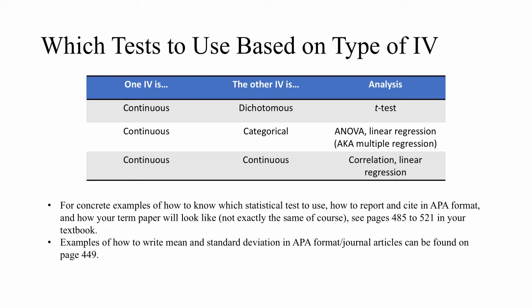So dichotomous, think of it as two, di. For the next one, one IV is continuous and the other is categorical. For the categorical, it's going to create specific categories, like 1 equals upper class, 2 equals middle class, 3 equals lower class, something like that. So when one IV is continuous and the other is categorical, you're going to use an ANOVA or a linear regression, aka multiple regression. If one IV is continuous and the other is continuous, you can use a correlation or a linear regression.